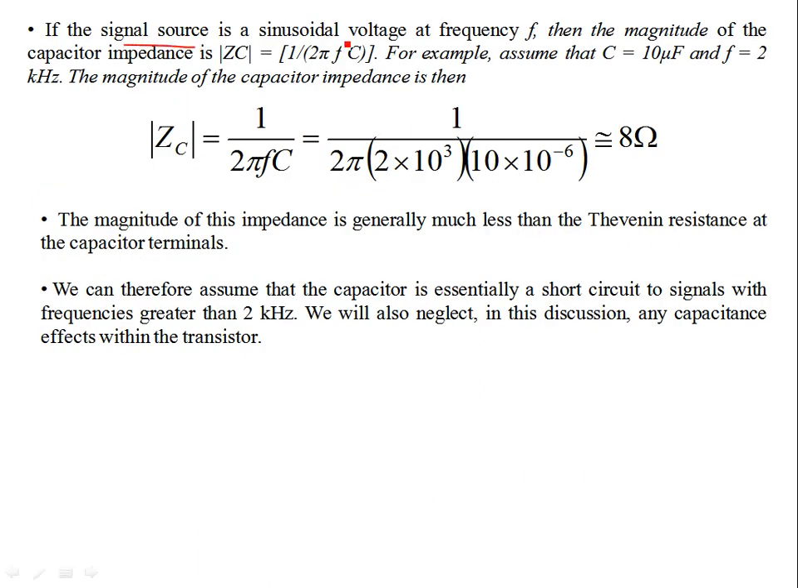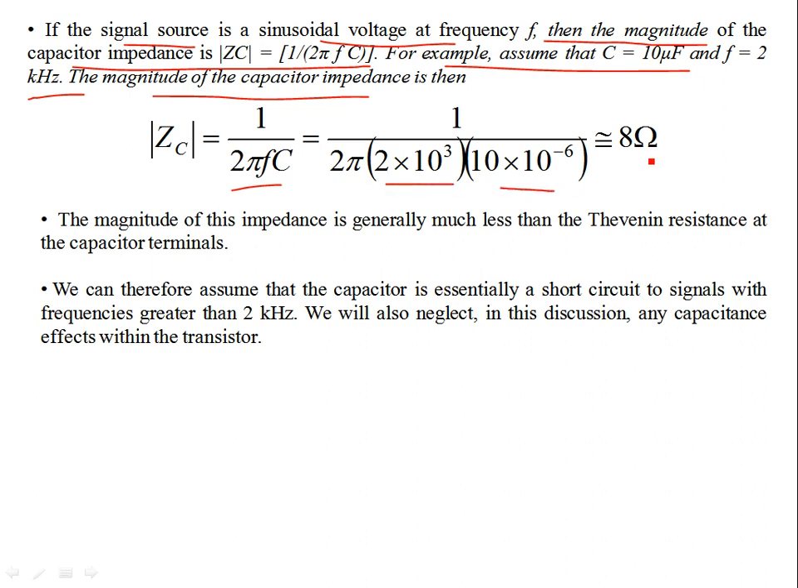So, for example, if the signal source is a sinusoidal voltage at frequency f, then the magnitude of the capacitor impedance is given by 1/(2πfC). For example, assume the capacitor is 10 microfarads and the frequency of the input source is 2 kilohertz. If you plug in those values, the magnitude of the capacitive reactance is 8 ohms. It's a very small capacitive reactance, right? At DC, the capacitor is open. But as the frequency goes beyond 2 kilohertz, you don't even need to consider the capacitive impedance, so we are going to ignore this small quantity.